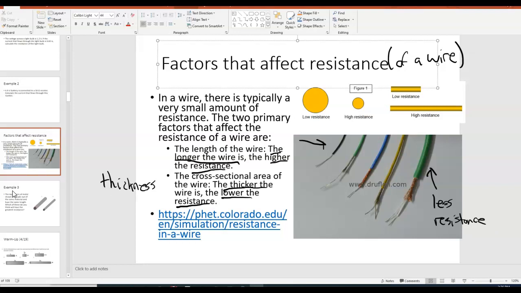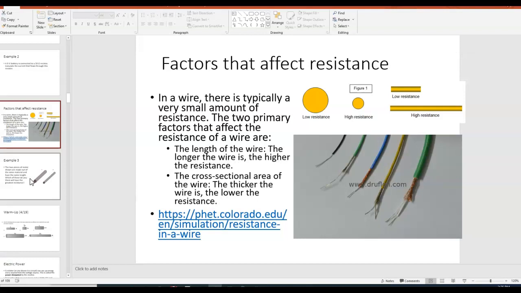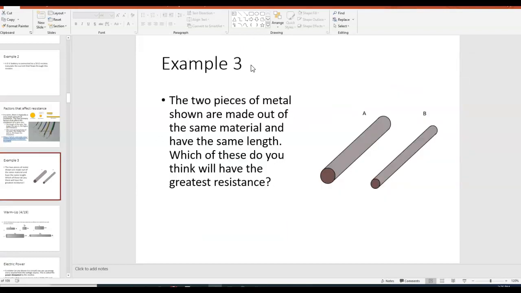Okay, so we're just going to look at two quick simple examples with that, and then we'll talk about power in the next video. Okay, so two really quick examples. Here is example 3, and it says the two pieces of metal shown are made out of the same material and they have the same length. Which of these do you think will have the greatest resistance?